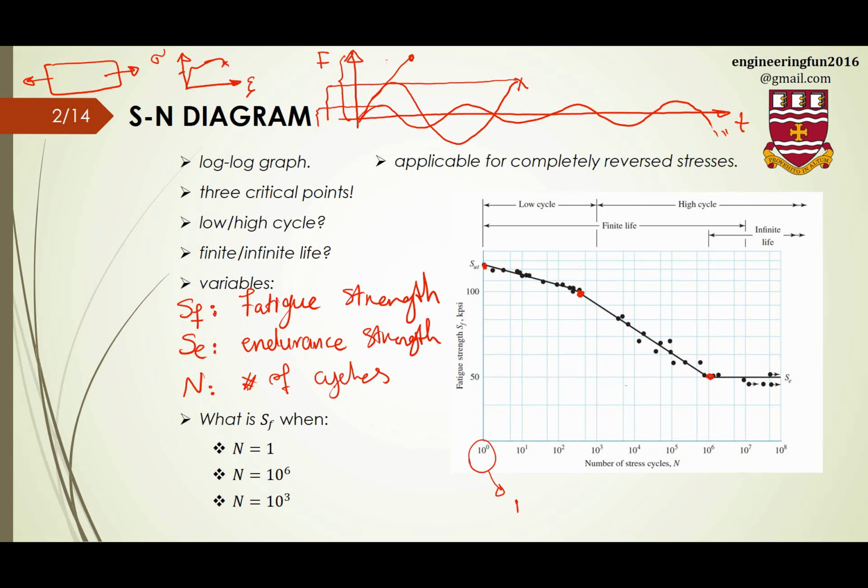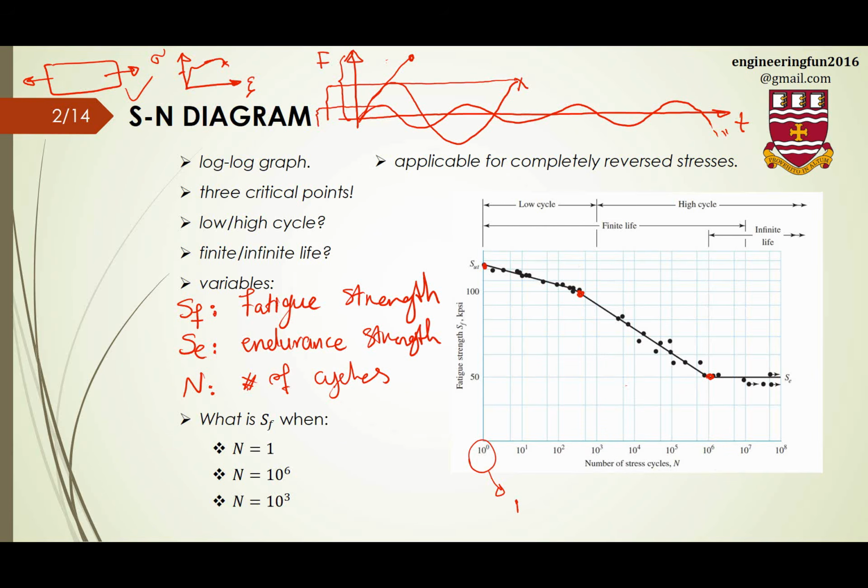Okay, let's come back to these three critical points. For the first critical point, we said that the number of cycles is 1. That's for this case here. For all these critical points, we know the number of cycles. For example, for this one, this is 1. For this one, this is 1,000. And for the last one, it is 1 million cycles.